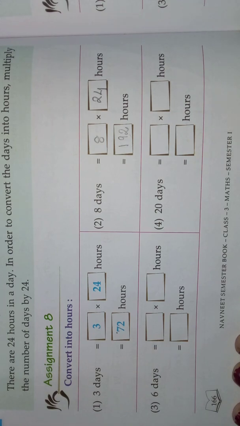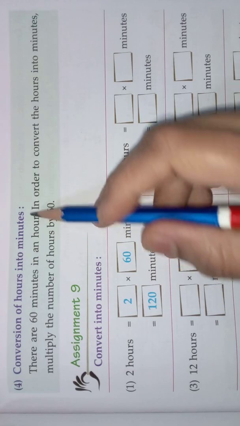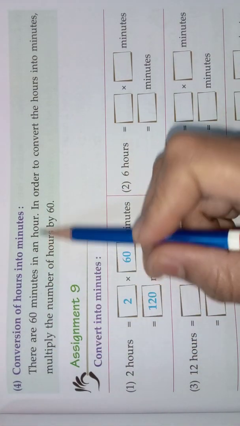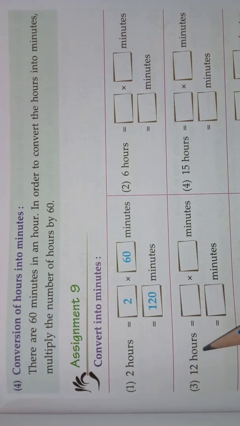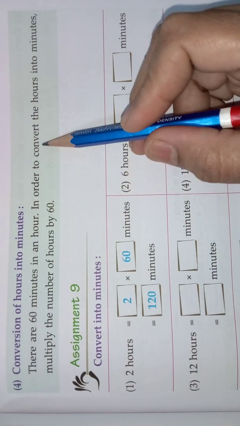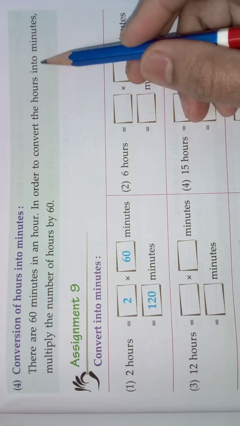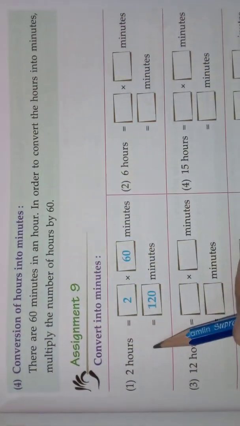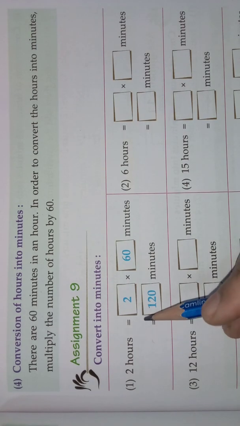Come, we will go to the next topic on the next page. Conversion of hours into minutes. We know there are 60 minutes in an hour. In an hour, how many minutes are there? 60 minutes. In order to convert the hours into minutes, multiply the number of hours by 60.